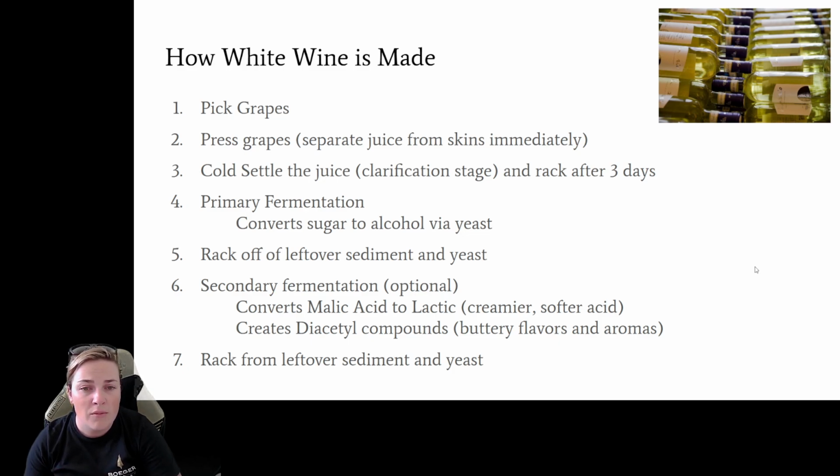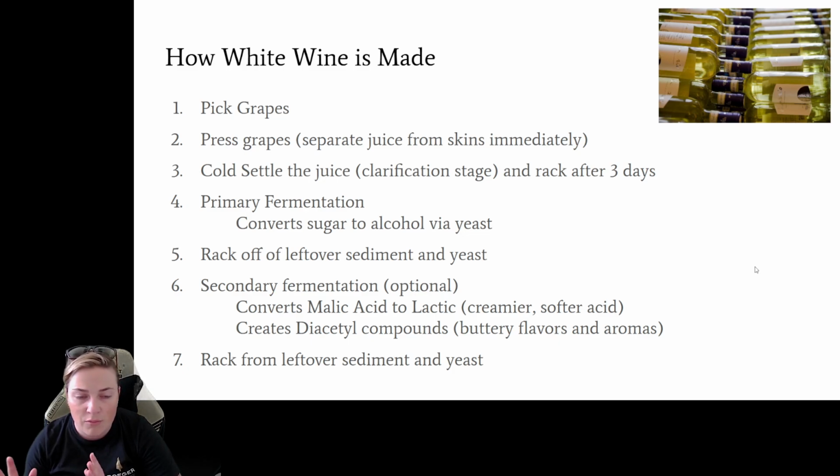So for white wine, generally it's made with white or green grapes, right? So you can call them white grapes or green grapes. They look green in the field when they ripen, but sometimes we just call them white grapes because they make white wine, right? So you pick the grapes, then you would typically press the grapes immediately. So this could be a whole cluster press. And then the main point is you want to just remove the juice from the skins immediately, right?